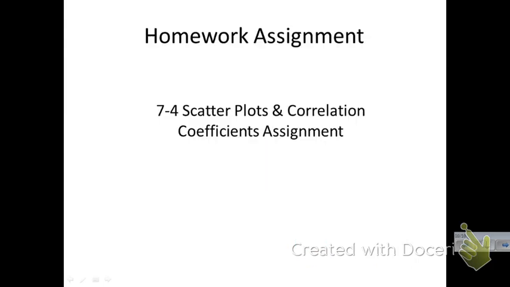Okay, the only unfortunate thing about this assignment is it's going to require a lot of calculators, so I gave my students a lot of time in class to work on this with their calculators. You can go to Google and download a calculator, and it will work on your computer if you need to do so. So our assignment 7-4: scatter plots and correlation coefficients. Good luck.